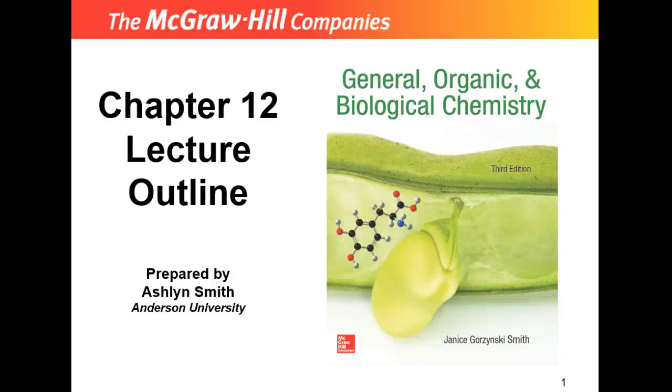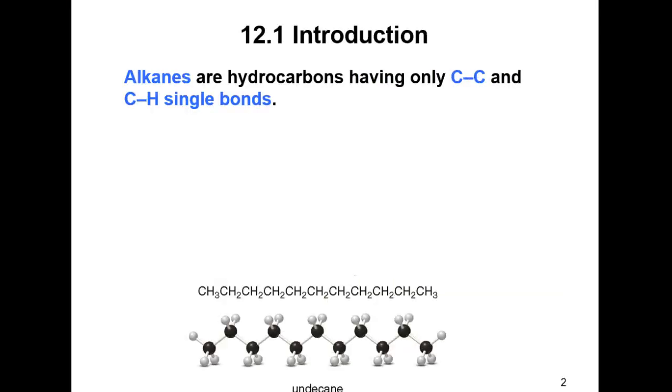All right, in chapter 12, we are going to start getting into organic chemistry. Specifically, this chapter is going to be about hydrocarbons. The class of compound, or the family name, of these particular hydrocarbons is called alkanes. Notice they end in -anes.